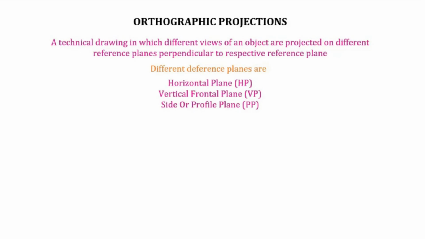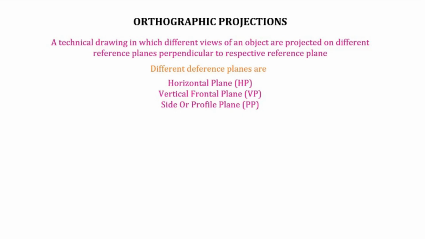And the side plane or profile plane, both are the same. The side plane as well as the profile plane, both are the same. You can assume the vertical wall towards your right or towards your left as the side plane. Why it is known as profile plane, we will come to know. Profile plane is nothing but a side plane. The side plane is also known as the profile plane, or it is commonly denoted as PP, profile plane.